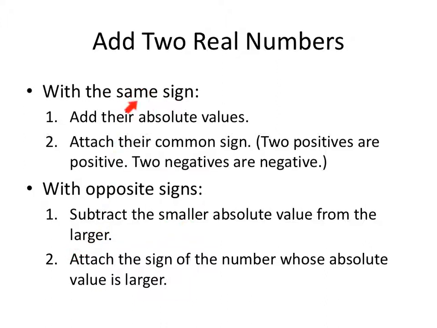All right, if they're the same sign, both positive or both negative, you add the numbers and then use that sign. Opposite signs, do big minus little, and then use the sign of the bigger number in absolute value.